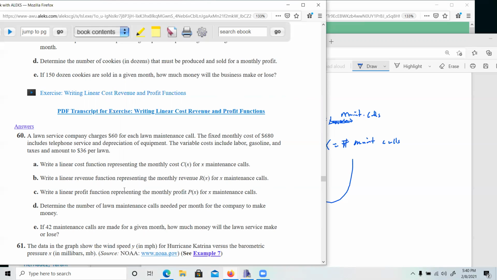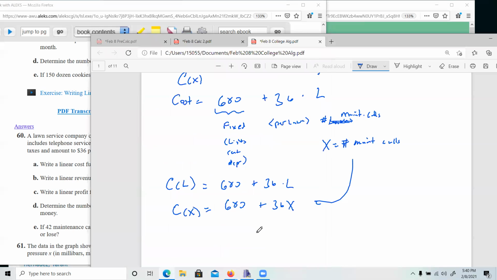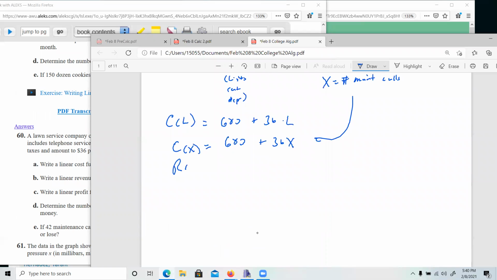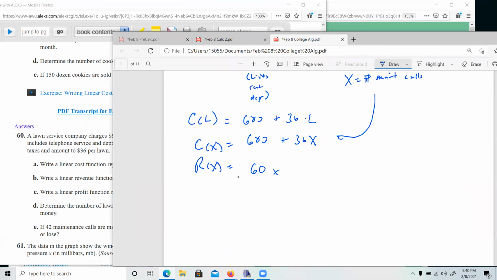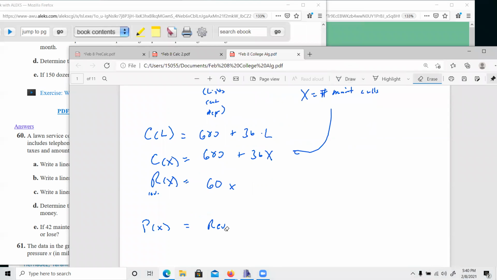And the revenue for the X maintenance calls. So we're going to have our R. How much do we charge for a maintenance call? It looks like we charge $60 for a maintenance call. So that should be 60X. That's our revenue. And then they want to know what the profit is. The profit is equal to the revenue, R of X, minus the costs, C of X.